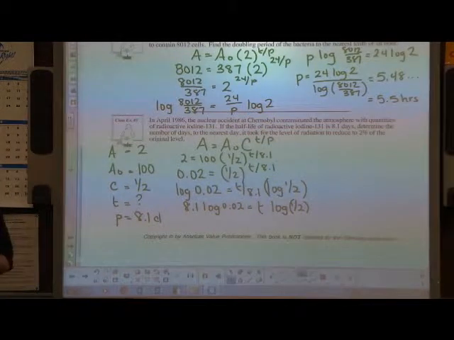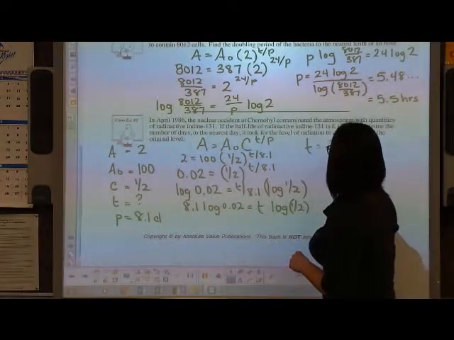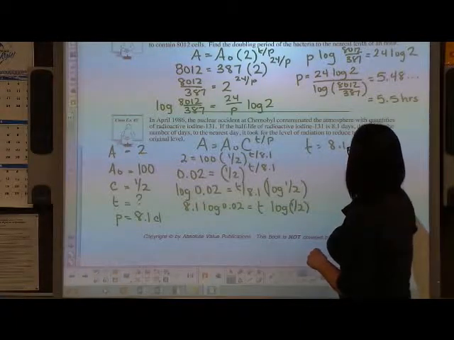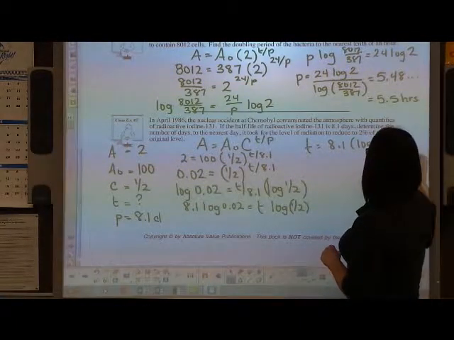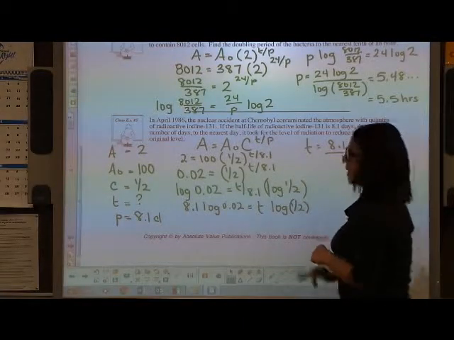And then to get T by itself, what would I do? Divide by log 1/2. So T is going to equal 8.1 times log 0.02 divided by log 1/2.